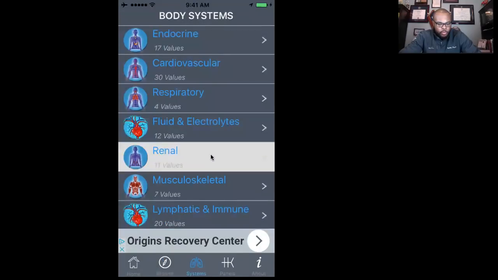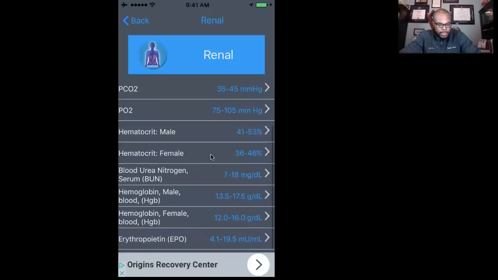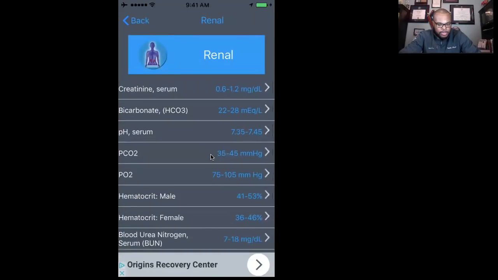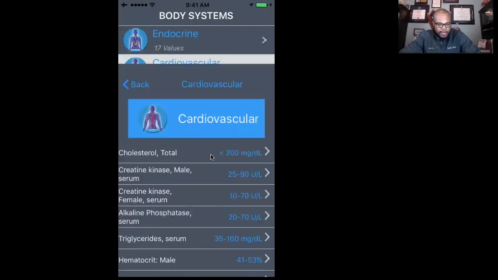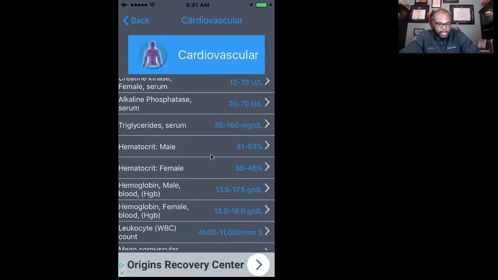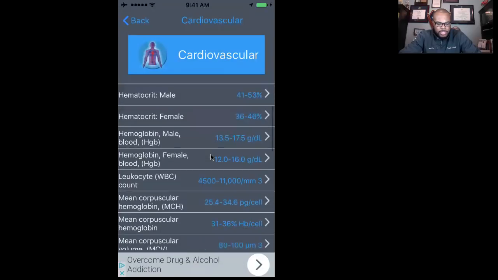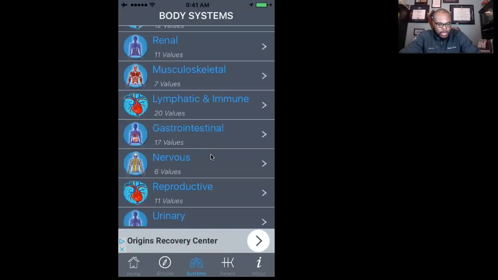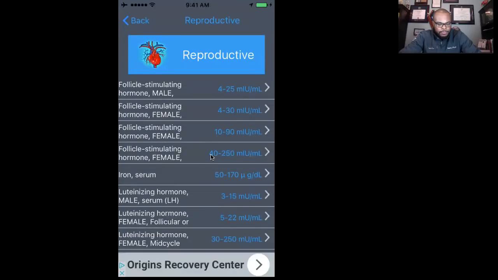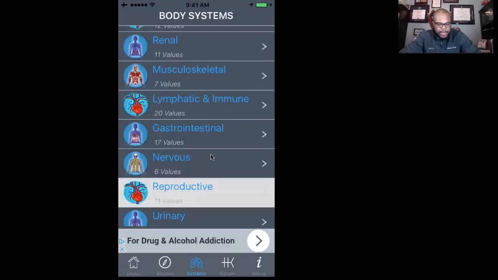If you want to look up renal values, like the PCO2 or creatinine, bicarb, let's look at some cardiovascular ones. Triglycerides, like I don't know what the normal triglycerides is, it's 35 to 160. So this just basically tells you kind of normal lab values. So I thought it was a pretty good app to have in your phone.